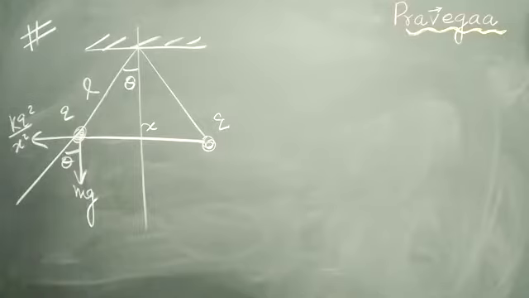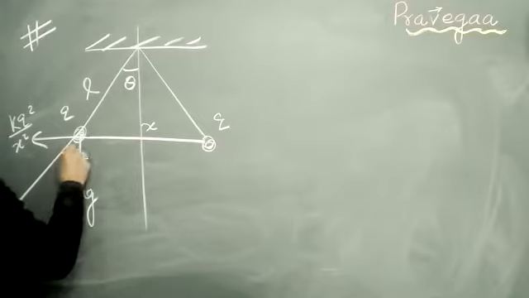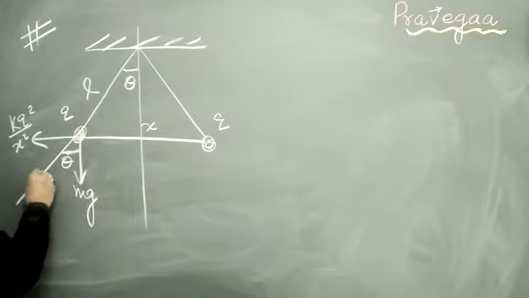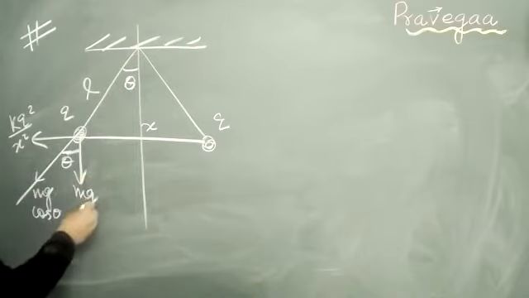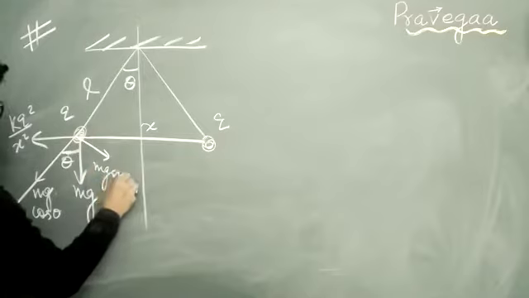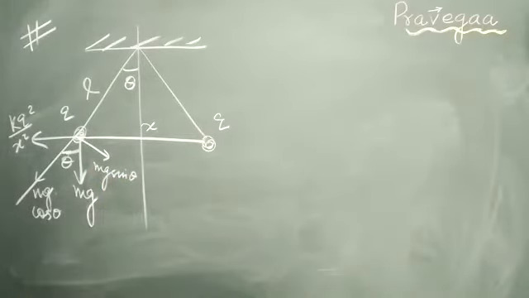Now this mg, if this is theta, this is theta. What is the name of this property? Corresponding angles. Very good. High school mathematics is used. So this is theta. So now this will give you mg cos theta, that will be balanced by the tension. And this will be mg sine theta. Right? Yes or no? Yes, sir.